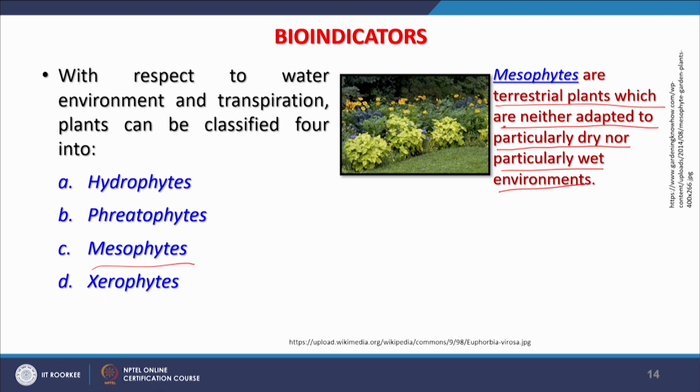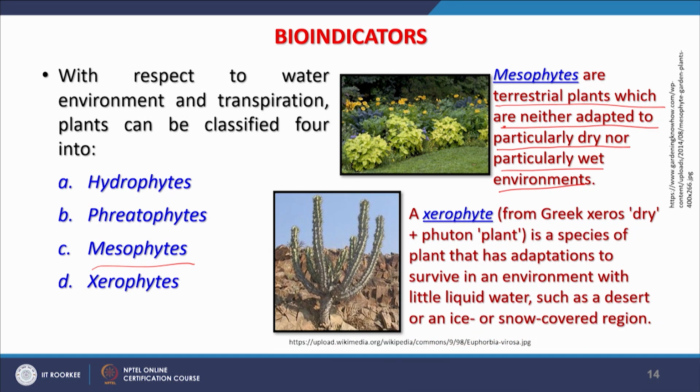And further are the xerophyte plants, mainly cactus, which can be put in this category. Xerophytes, from the Greek xeros meaning dry and phyton meaning plant, are a species of plant that has adaptations to survive in a very harsh environment with little liquid water, only the water available in the atmosphere, and these grow in deserts or in ice or snow covered regions.